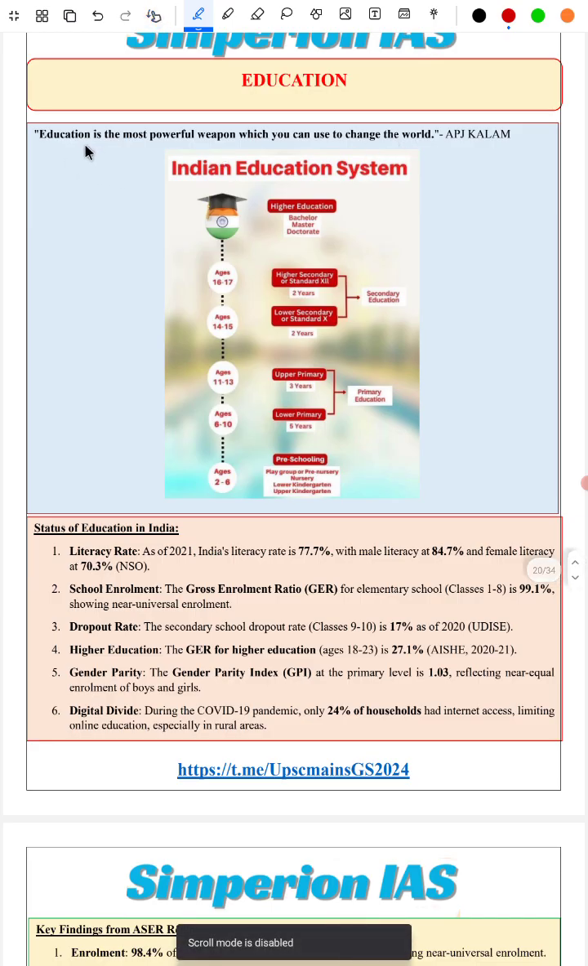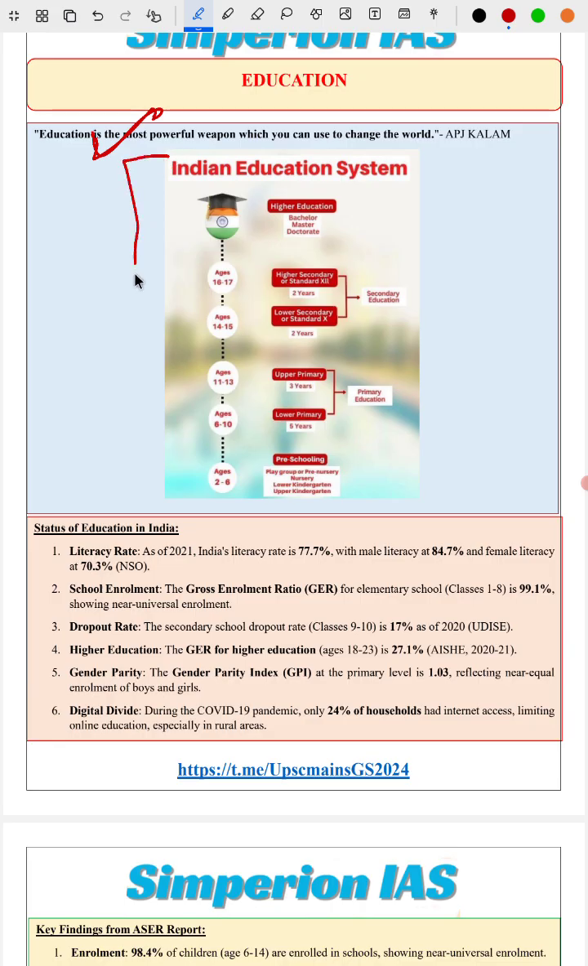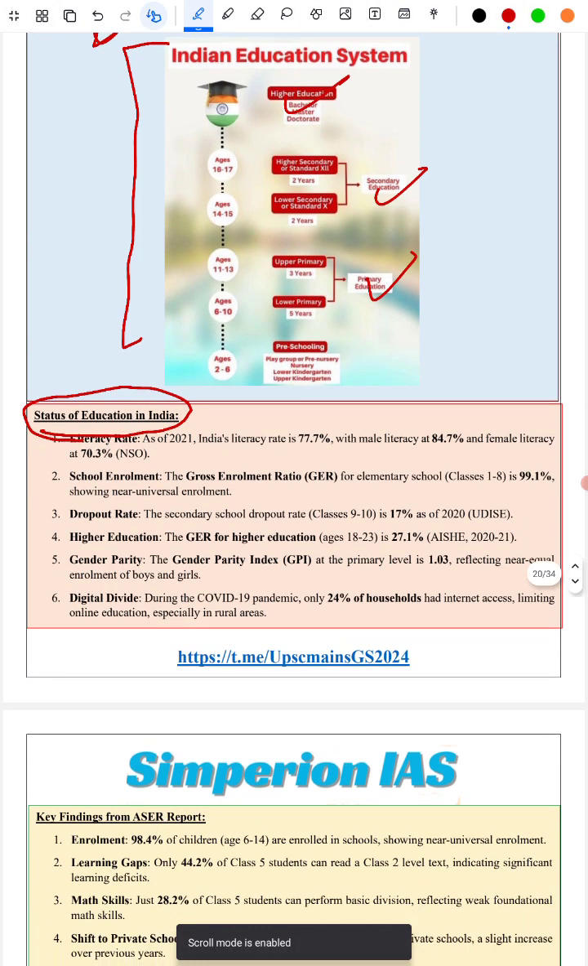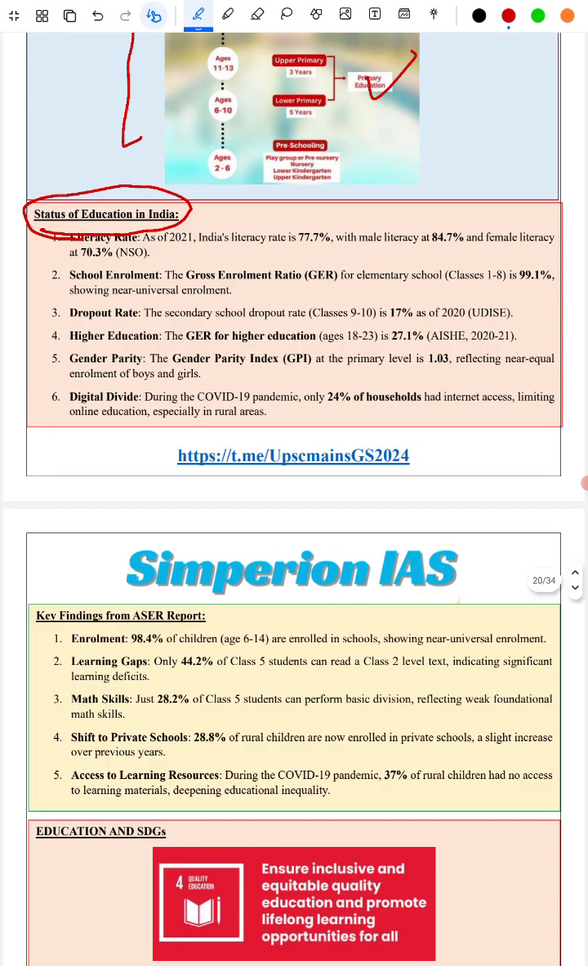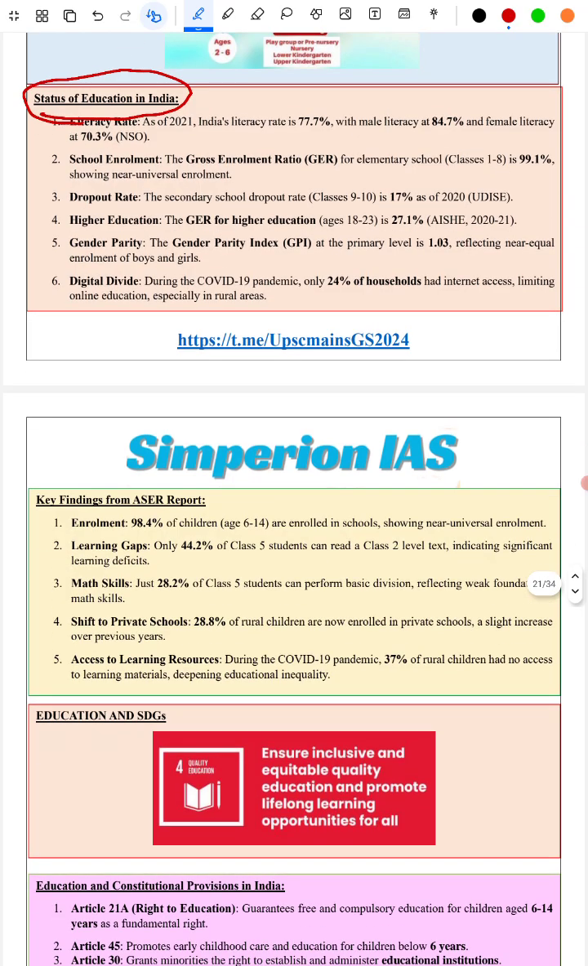Initially, we have given one of the quotes by APJ Abdul Kalam sir, former president. Next, we have covered the Indian education system, the layers: primary education, secondary education, and higher education, the different levels of education in India. Next, we have covered the status of education in India. What is the status of Indian education? The current status. We have given the facts regarding that.